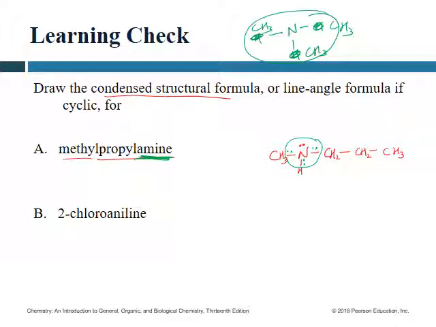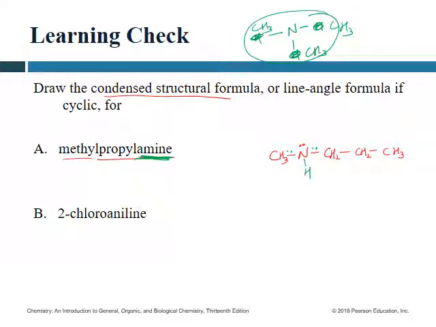This nitrogen here, when there was no hydrogen, had 2 bonds with carbon, but nitrogen makes 3 bonds because it's an amine. Amine makes 3 bonds, right? Which means this has to have 1 more hydrogen attached to it.